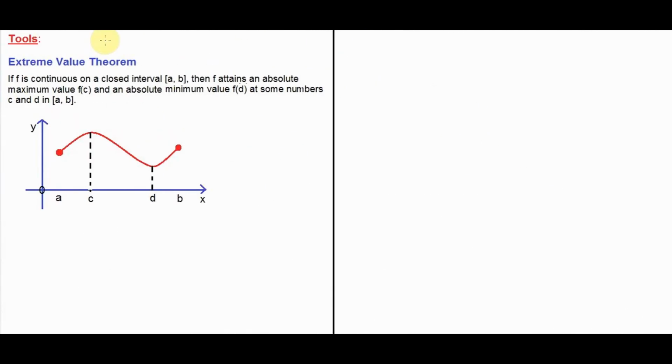We want to just briefly look at two of the tools that we will use to prove the fundamental theorem with. The first one is the extreme value theorem from differential calculus. Recall that it says if f is continuous on a closed interval from a to b, then f attains an absolute maximum value, f of c, and an absolute minimum value, f of d, at some numbers c and d in the closed interval from a to b.